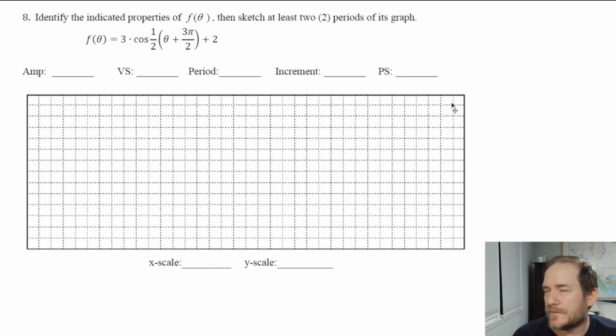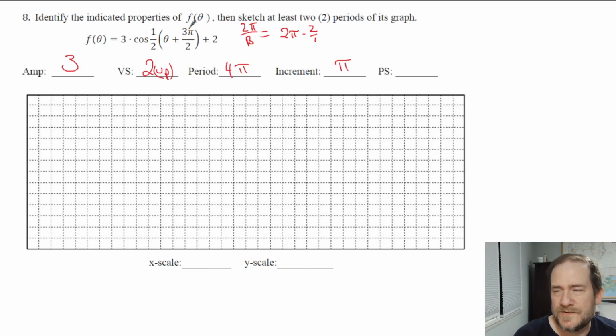Alright, again, we're still doing a sinusoid. This time it's cosine. So to grab the amplitude, you just literally pull off that 3. Your vertical shift is the d value from the end, so that's 2 units up. The period comes from 2 pi divided by b, and since b is a half, we'll do 2 pi times 2 over 1, which is 4 pi. That means the increment is the period divided by 4, which is pi, and we can see that our phase shift is 3 pi over 2. And with the plus here, we know that it's to the left.